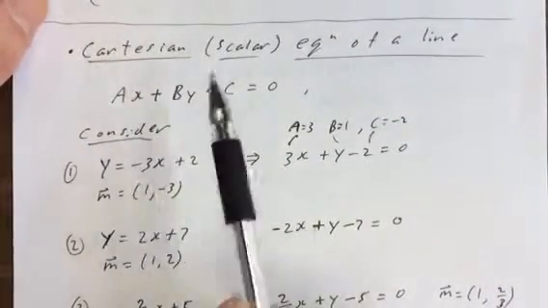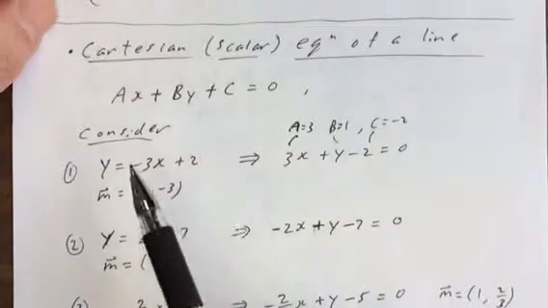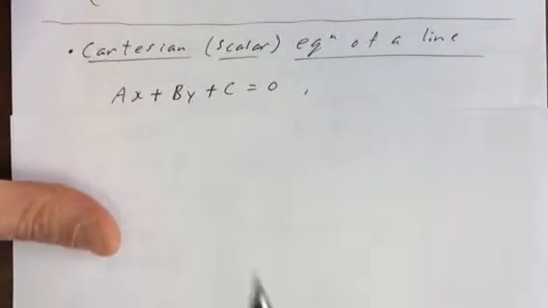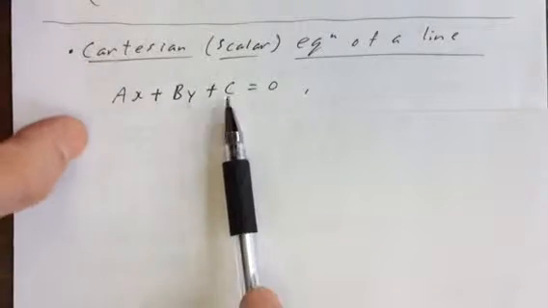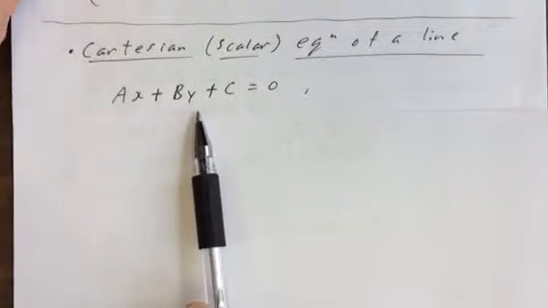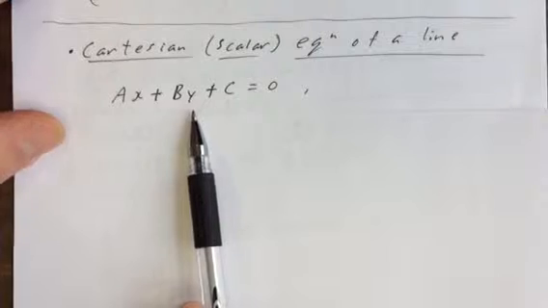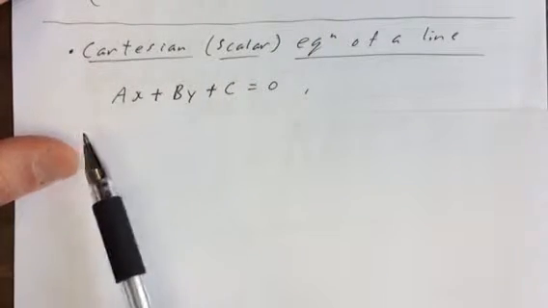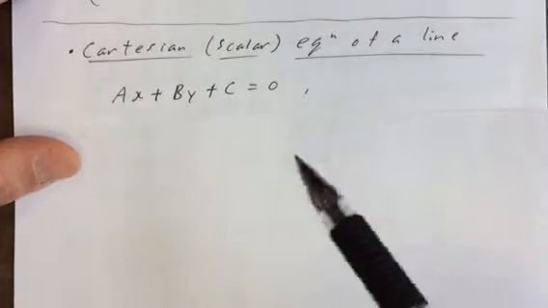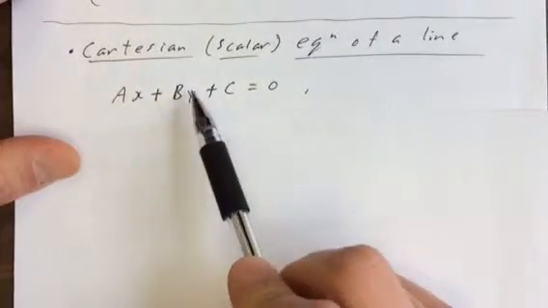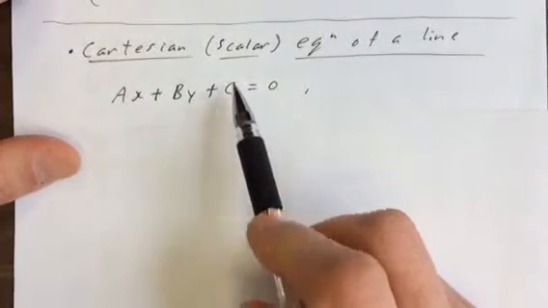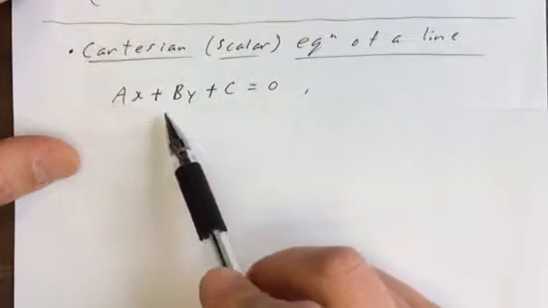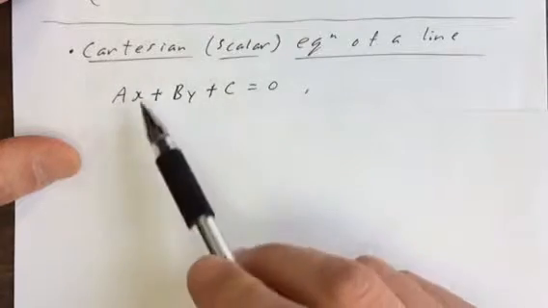So, the Cartesian or scalar equation of a line. The Cartesian or scalar equation of a line is written like this: ax plus by plus c equals 0. We know this from grade 9 as the standard form of a line, so we're now going to call it the Cartesian or scalar equation of a line. A, b, and c are supposed to be integer values, where a is supposed to be positive. We're not going to be that sticky on it. It just needs to be in this form.